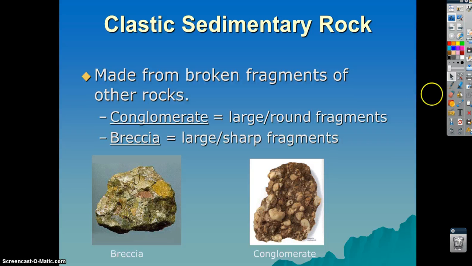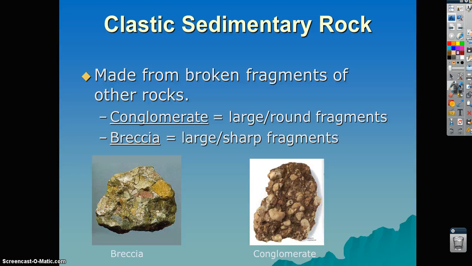So we're going to start with clastic. Clastic means you have bits and pieces of fragments of rock that are stuck together, and these have to be glued. You can see in this picture just how big the pieces of sediment are. So just like in the picture before, when we were talking about cementation, these rocks have to be cemented.